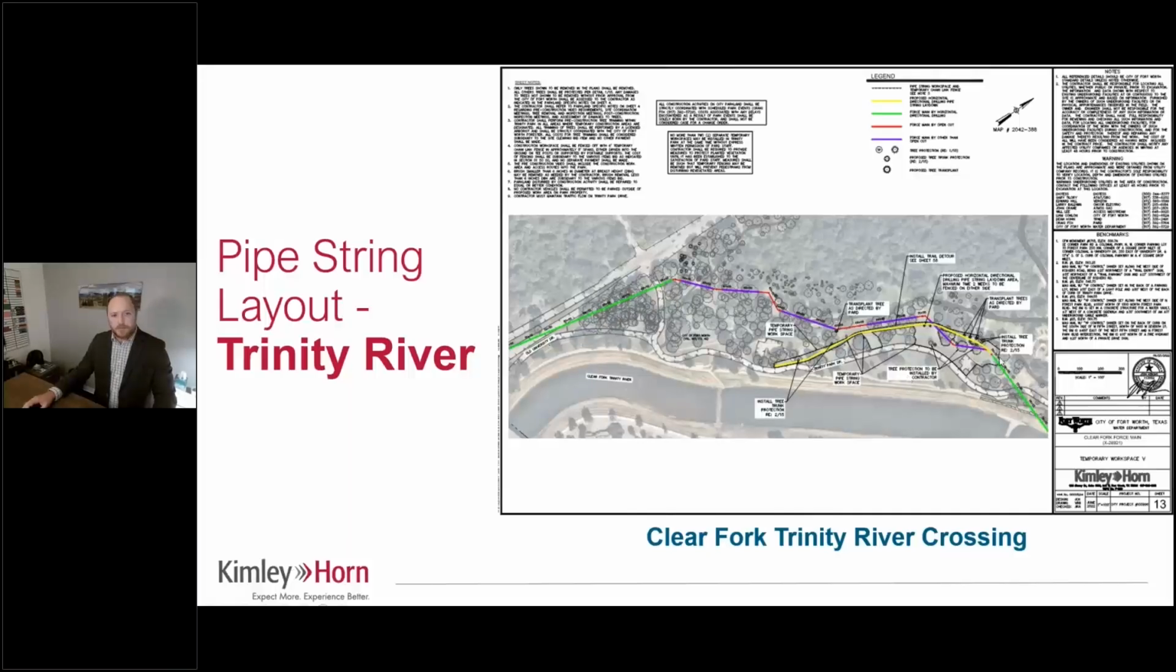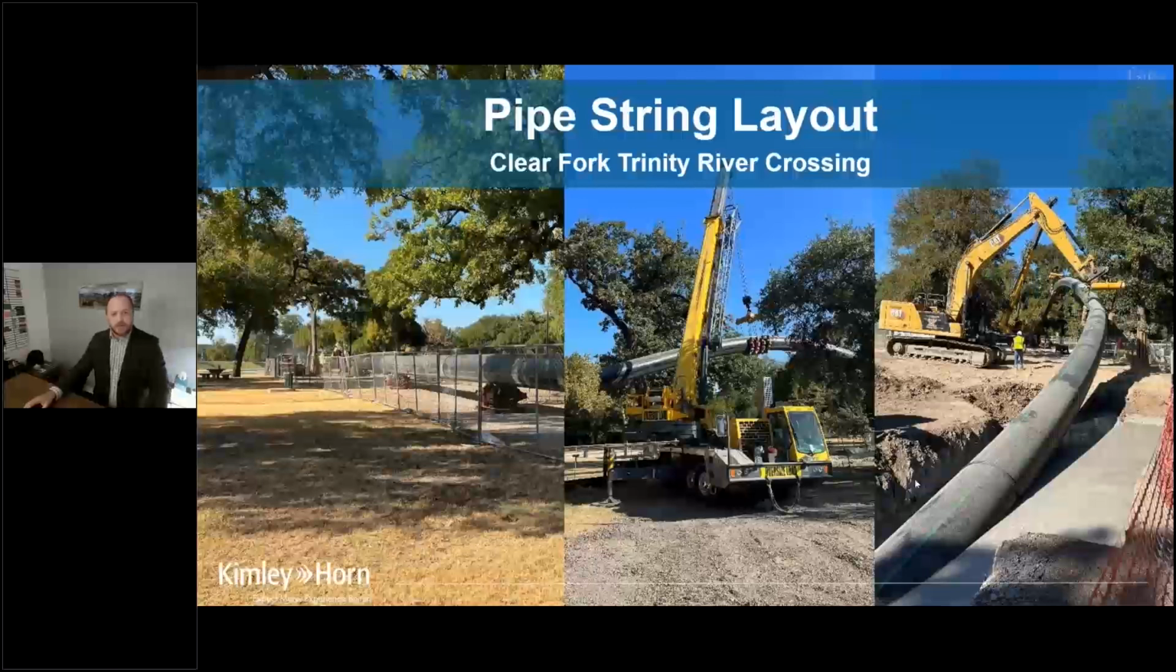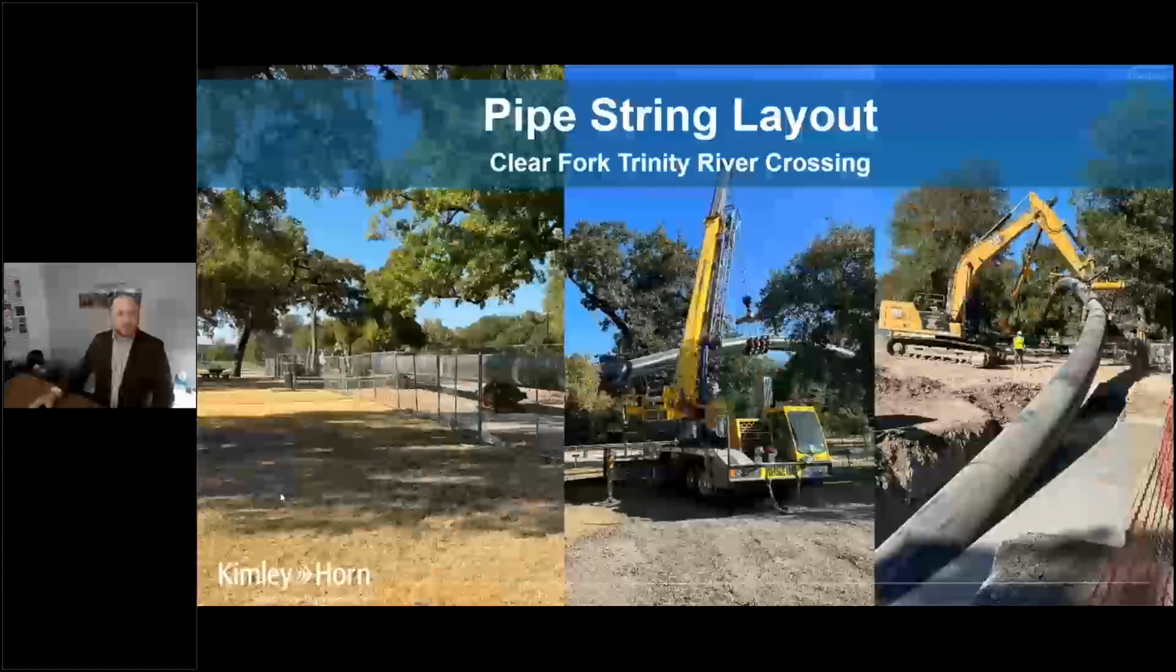Here's another look at the pipe string layout for the Trinity River crossing. Again, navigating those trees through there, on that right side in yellow. There are some shots of that pipe layout. Again, large equipment and cranes on site to lift the pipe to prepare for pullback for that river crossing.